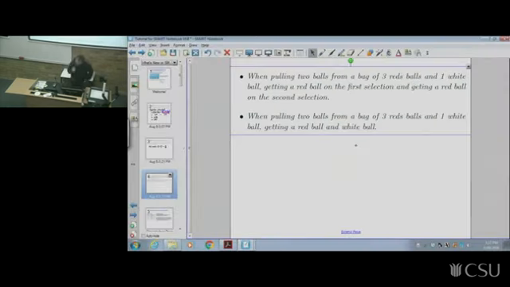So this is pulling balls from a hat. We have 3 red balls and one white ball, and we're just going to pick 2 balls out of the hat. We want to make sure we get 2 red balls, essentially. So let's do the first one. What's the probability of getting 2 red balls? There are lots of ways of doing it. 3/4 on the first one and 2/3 on the next one.